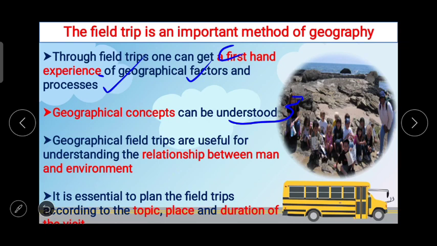Geographical field trips are useful for understanding the relationship between man and environment, and that's why in our school days also there are a number of picnics or field trips, or visits to geographical places. It is essential to plan the field trips according to the topic, place and duration of the visit.